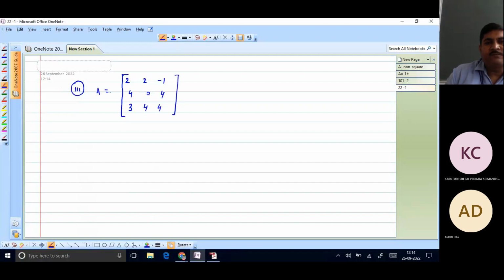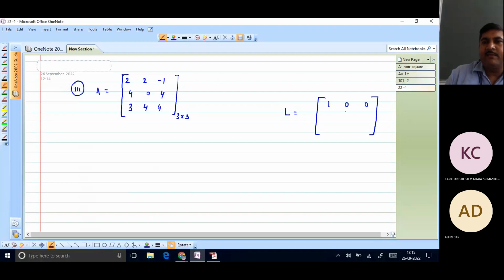And you know here that this is a 3 by 3 matrix. So L I can find as a matrix with ones on the diagonal. So I write 1, above the diagonal element 0, then 1, above the diagonal element 0 and 1. So here we have 3 entries left which we have to fill.